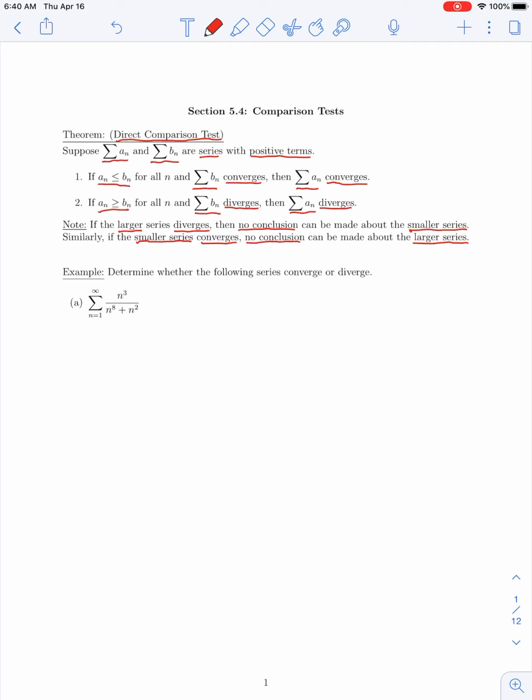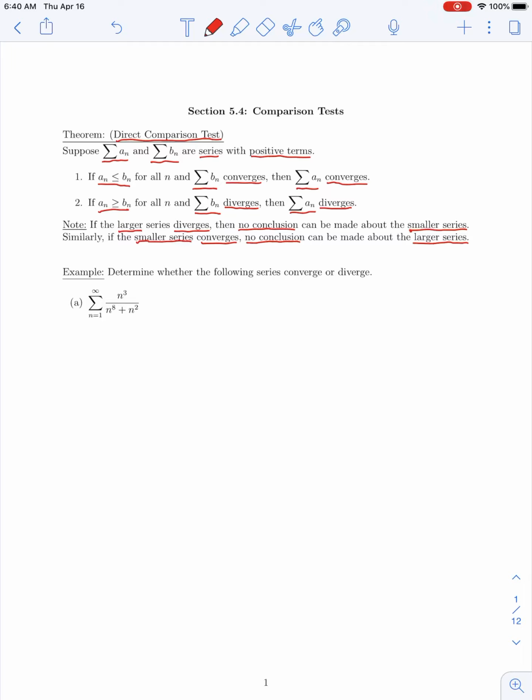So recall, a p-series is a series of the form 1 over n to the p power. So usually if we're working with a sum whose general term is a rational function, or like a quotient of two polynomials, or a quotient where maybe part of it looks like a p-series, that's when we might try to use this direct comparison test. So let's look at some examples of this.